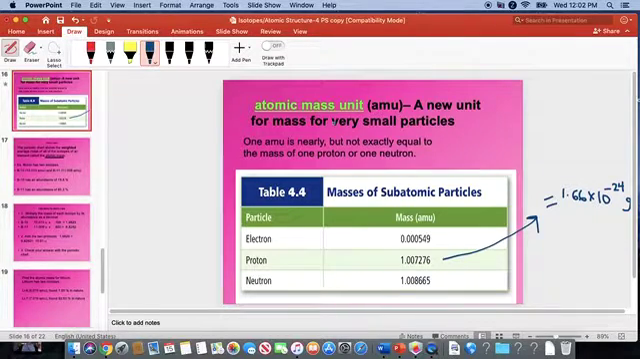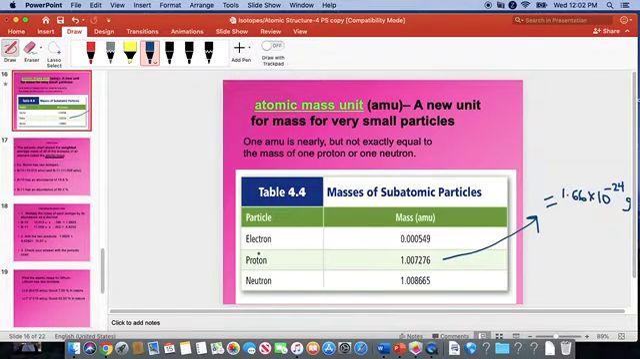For example, remember that electrons, protons, and neutrons that are in the atom actually do have a mass. They are particles, but they have a teeny tiny mass. So instead of saying grams, they made up a new unit called the atomic mass unit, which makes sense because we're talking about the particles that are in the atom.